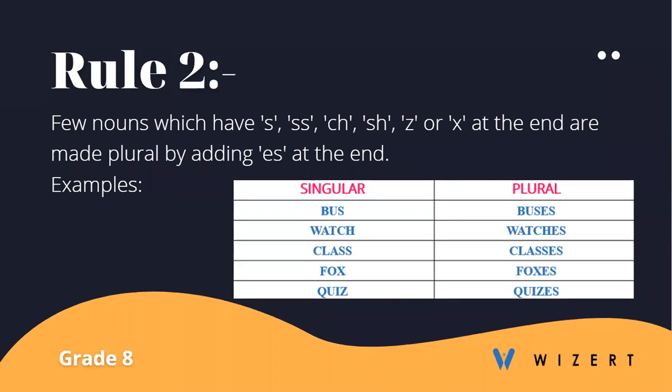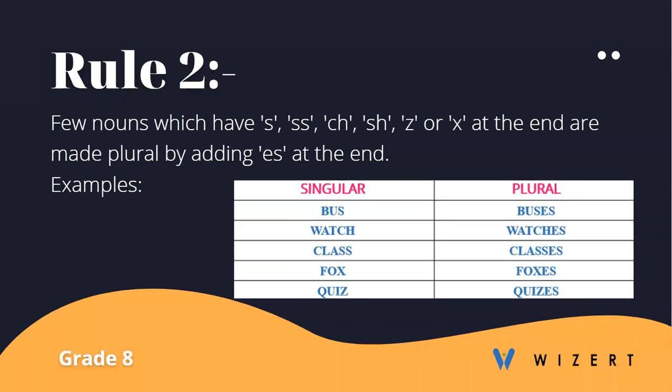Moving forward from here, rule 2. Few nouns which have s, double s, ch, sh, z, or x at the end are made plural by adding es at the end. So basically, the words that end with the alphabets written above, in order to change them into plural form, we add es at the end. So bus becomes buses, watch turns into watches, class becomes classes, fox turns into foxes, and quiz finally becomes quizzes.